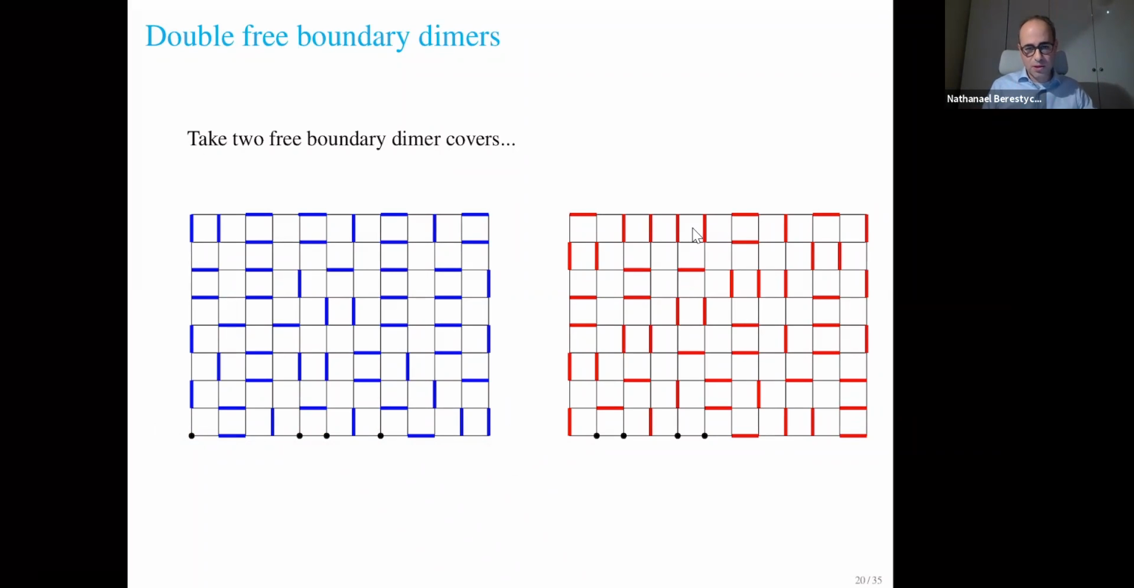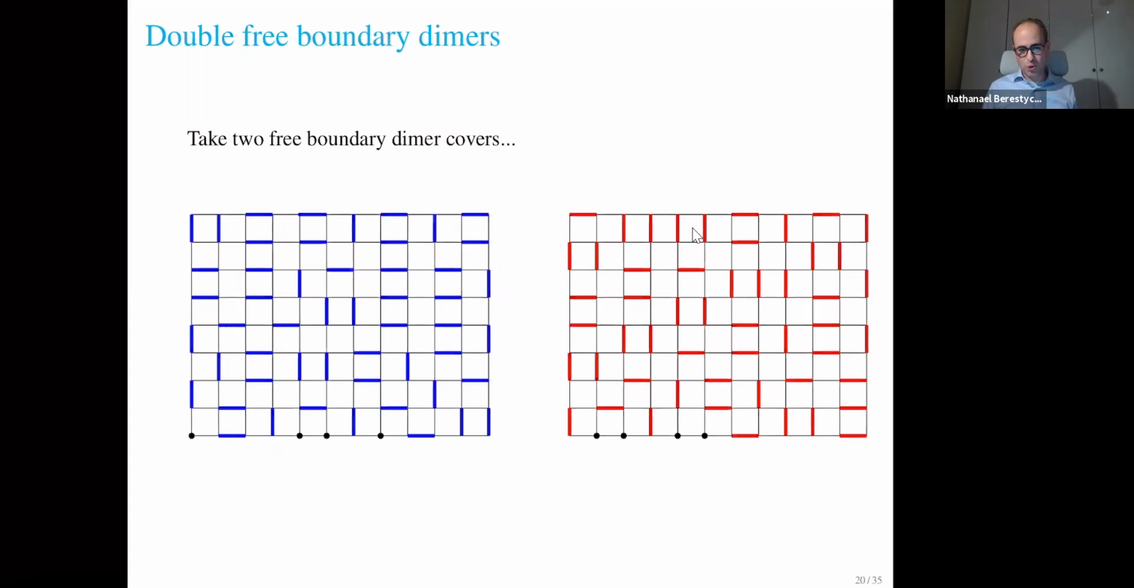When you have this free boundary dimer or monomer dimer model, however you like to call it, you can do essentially the same game as before. You can define a height function, and the difference is simply that the height on the boundary is not going to be constrained to be equal to 0. And it can take pretty much any value you like. So let me show you how that works.